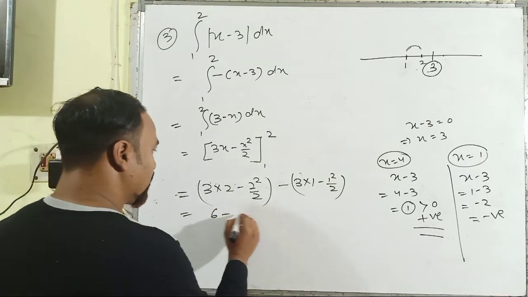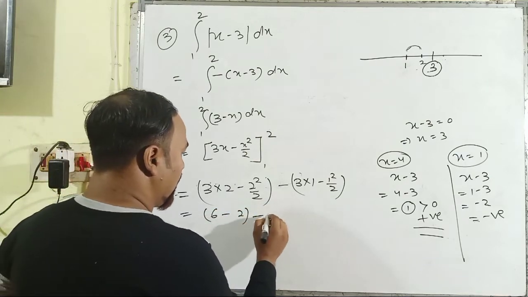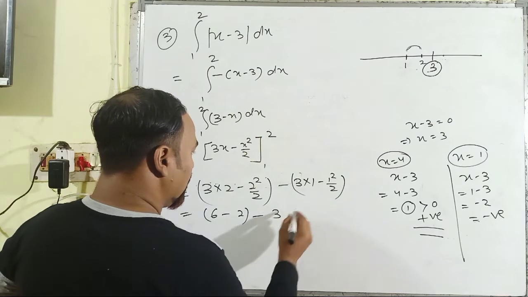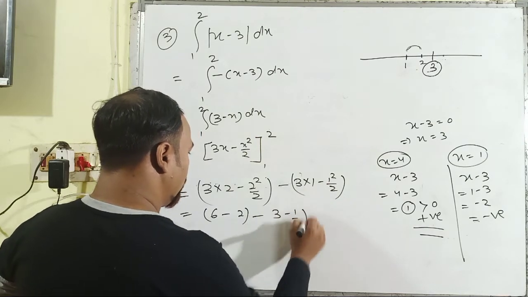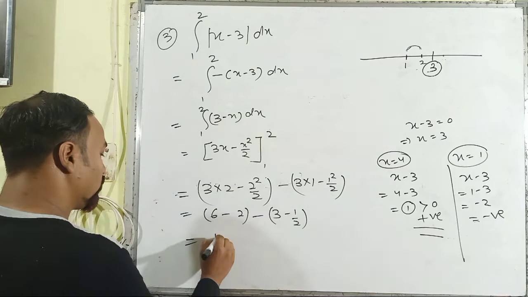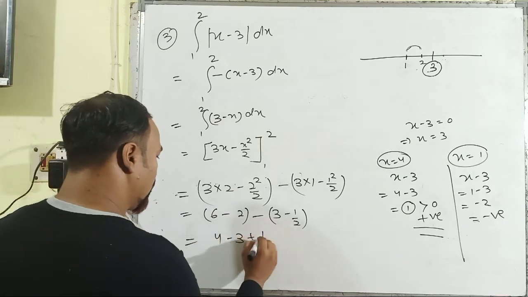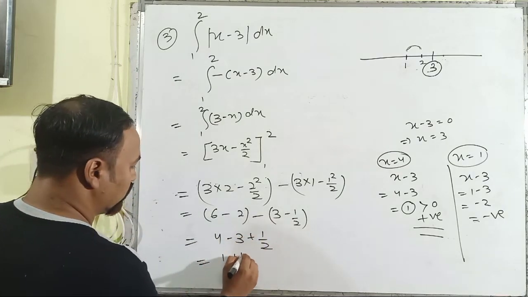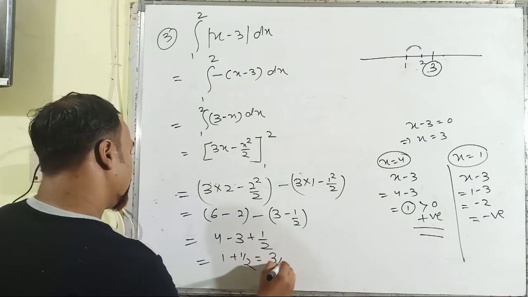It is 6 minus 2 minus 3 plus 1 by 2. It is 6 minus 2, it is 4, minus 3 plus 1 by 2. That means 1 plus 1 by 2, and it is 3 by 2.